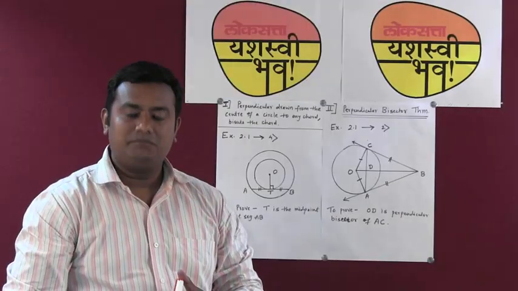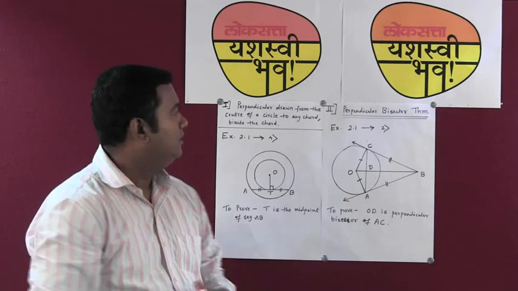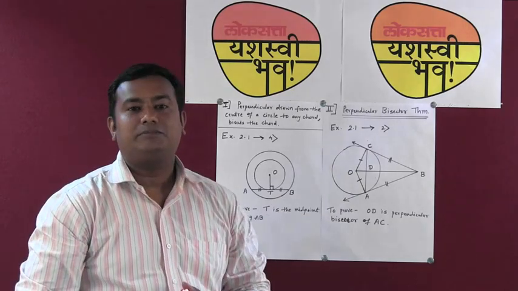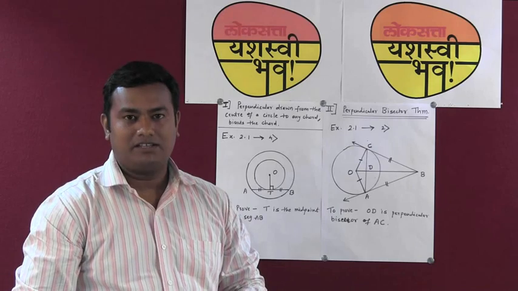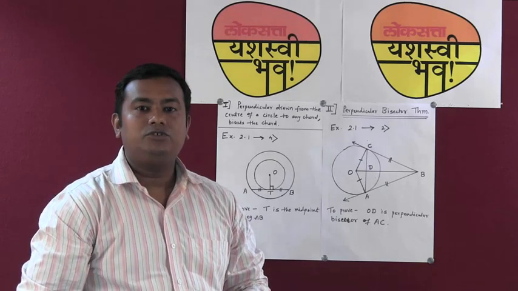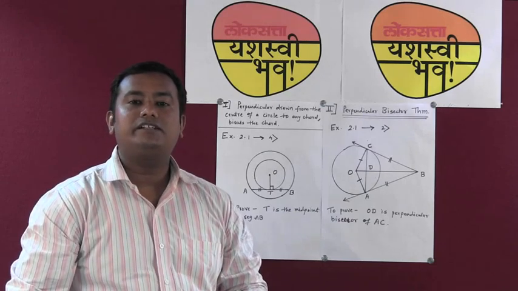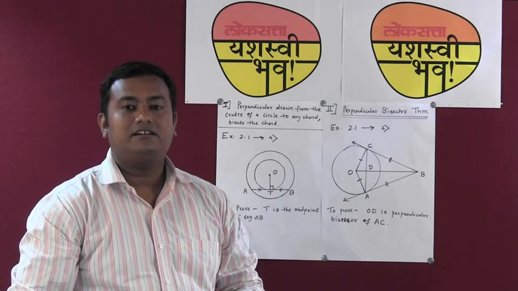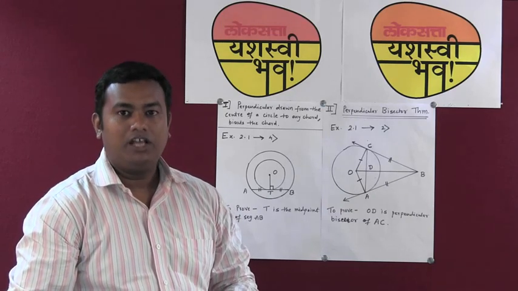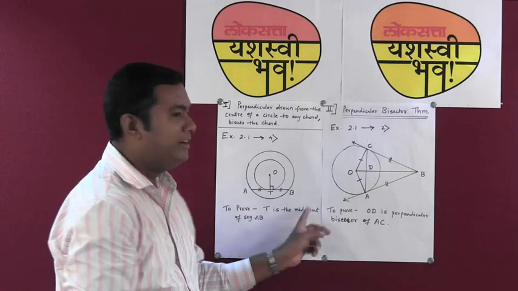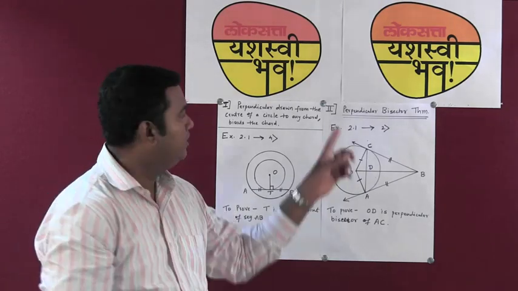Okay, let us study two examples in which we are using the theorems which are given in standard 9 textbook. Just now I told you one theorem: perpendicular drawn from the center of the circle bisects the chord, which is given in standard 9 textbook. If you have the textbook in front of you, see the exercise 2.1 sum number 4, in which two concentric circles are given and a chord AB is given, which is tangent to the smaller circle with center O. We have to prove that T is a midpoint of segment AB. We can prove this particular sum by using this particular theorem.